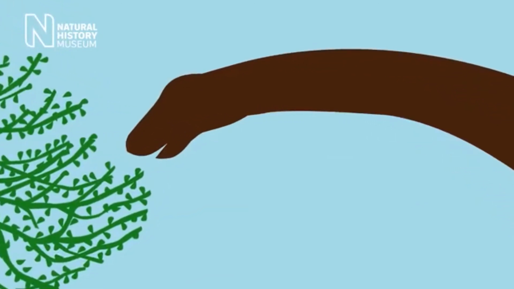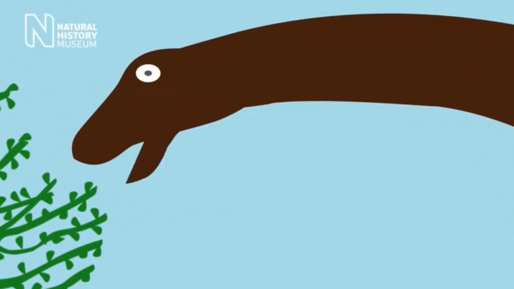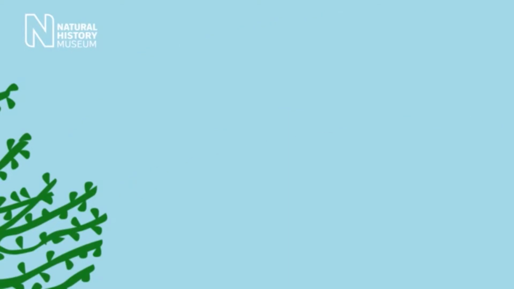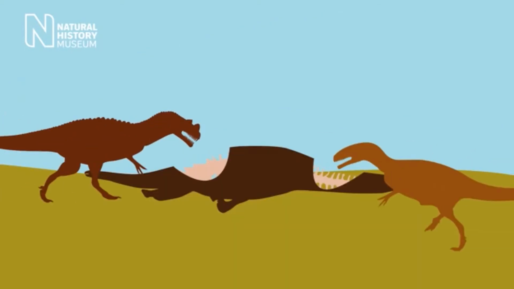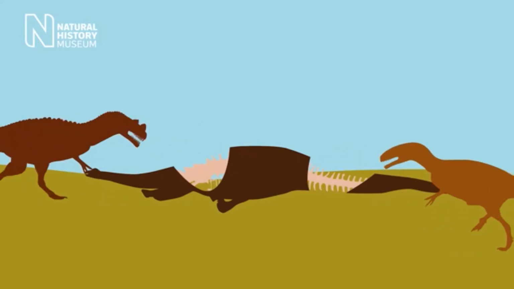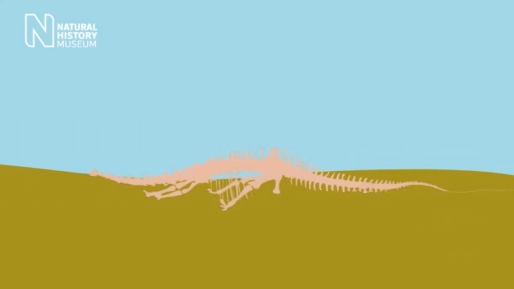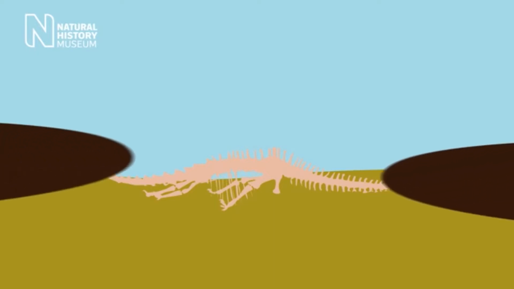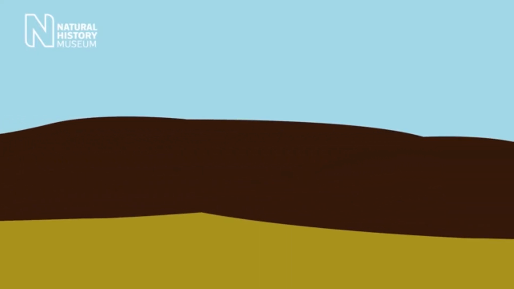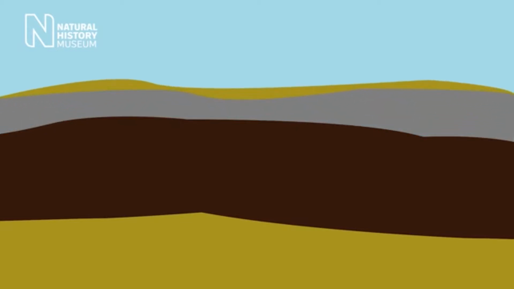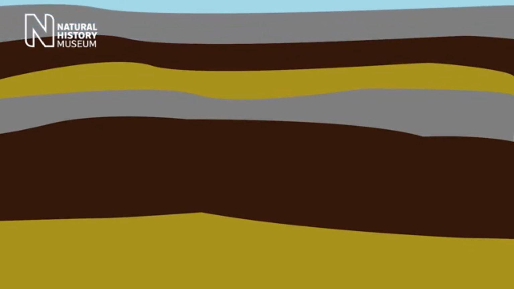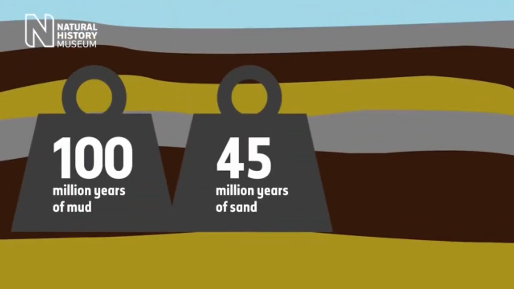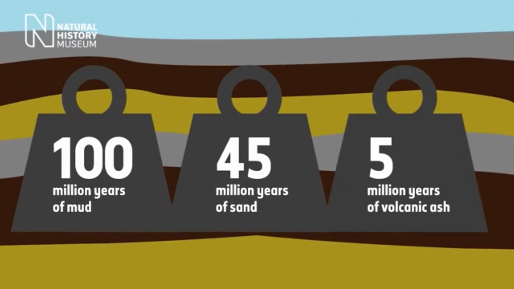But his day went from good to bad, really bad. After he died, other dinosaurs ate him, and the rest of his skin and muscles rotted away, leaving just his bones. These were quickly buried by mud. Over millions of years, more layers landed on top: mud, sand, and even volcanic ash. This added up to a lot of weight on top of the skeleton. Some parts got crushed.